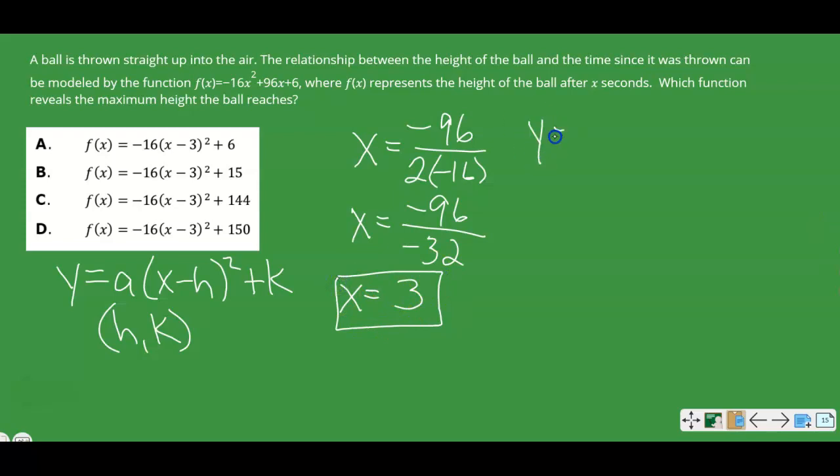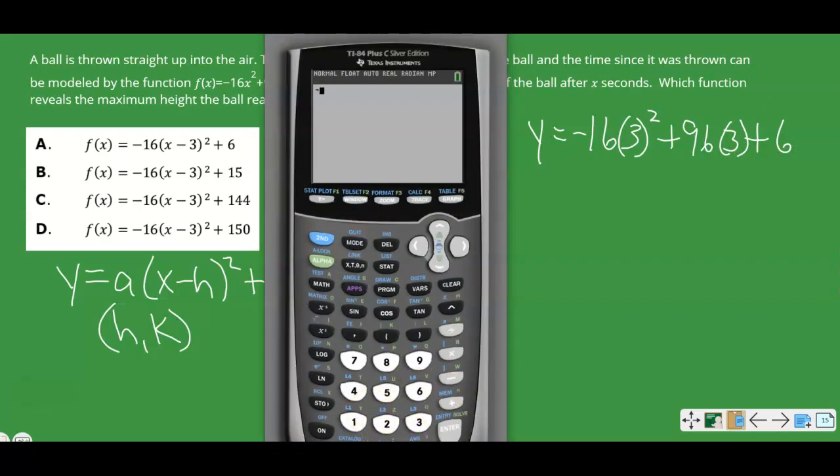Then we're going to find the y value. We take the equation and substitute 3 in place of x. So we do negative 16 times 3 squared plus 96 times 3 plus 6. Make sure you've got everything typed in correctly. Hit enter, and it gives you 150.